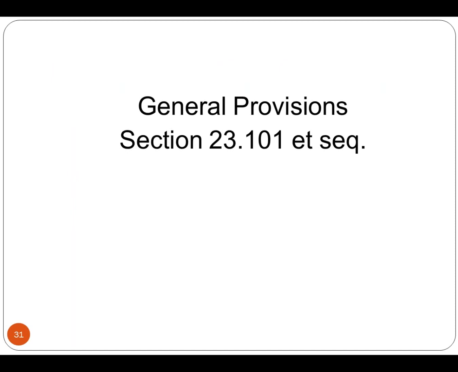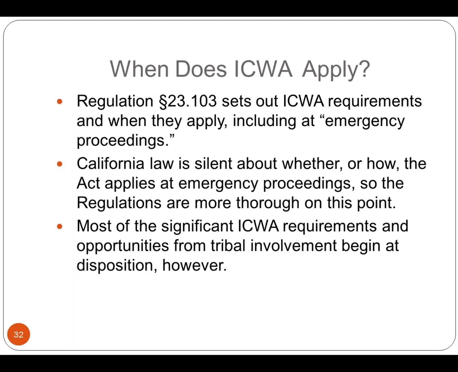So let's start out with general provisions. Regulation 23.103 sets out ICWA requirements and when they apply, including at emergency proceedings. California law is silent about whether or how the Act applies at emergency proceedings, so the regulations are more thorough on this point. It's important to note, however, that most of the Indian Child Welfare Act's requirements and opportunities for tribal involvement begin at the disposition phase, and we're not quite there yet.